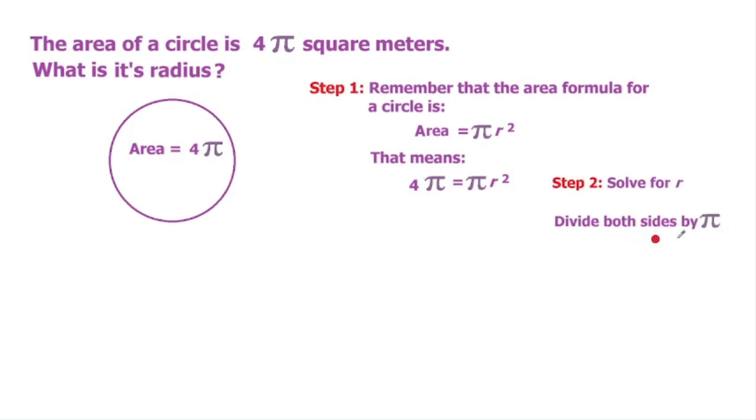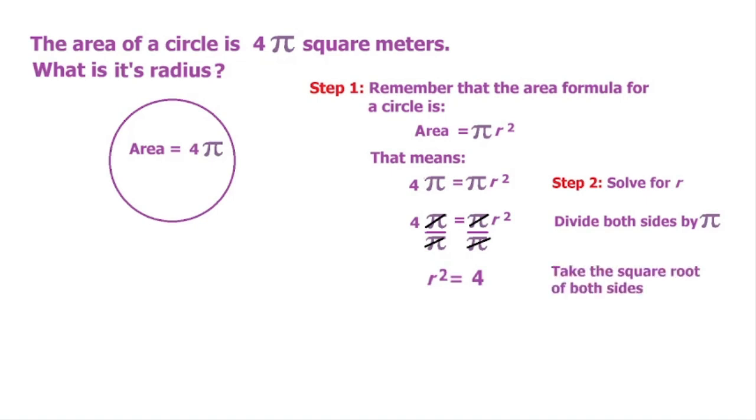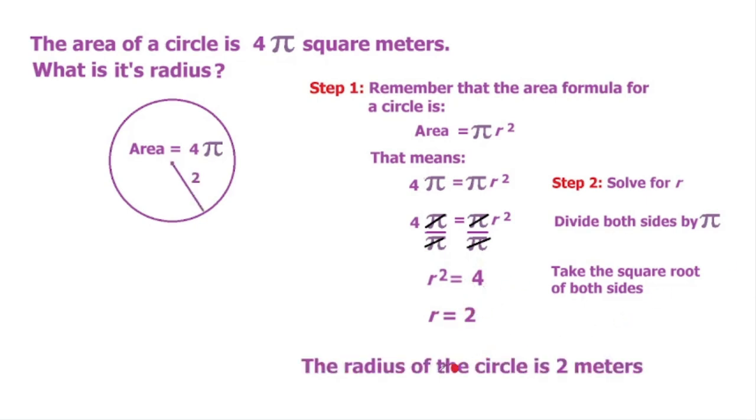So we can divide both sides by pi because we want to try to get r by itself. So divide both sides by pi. These all cancel, and we're left with r squared equals 4. Well, we could take the square root of both r squared and 4, and then we're left with r equals 2 because the square root of r squared is r and the square root of 4 is 2. So the radius of the circle is 2 meters.